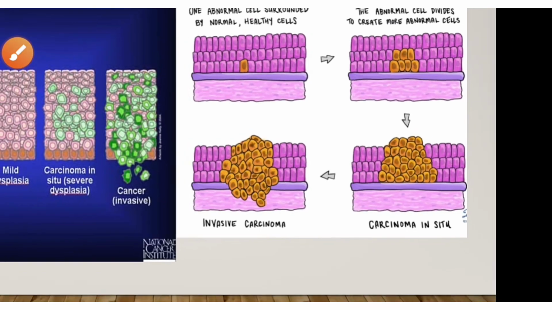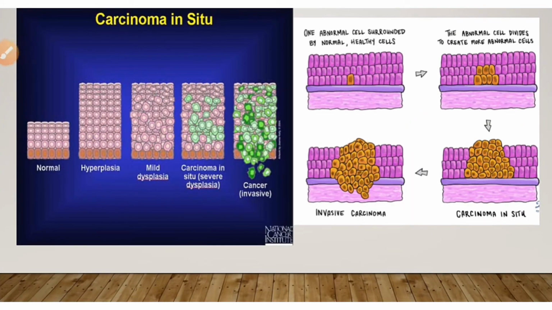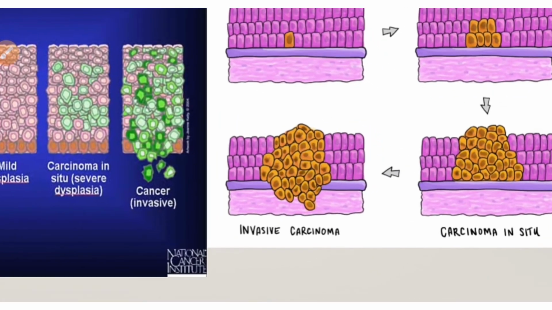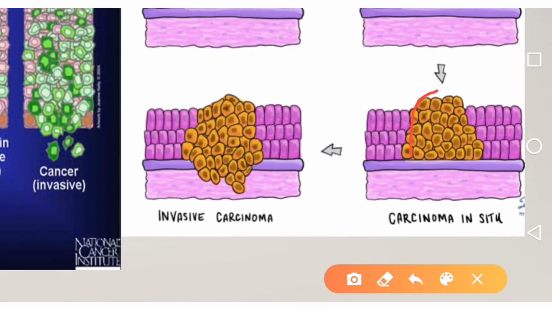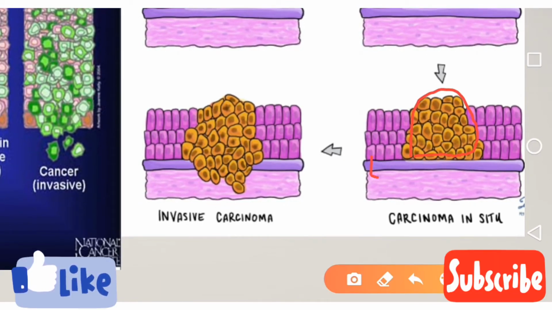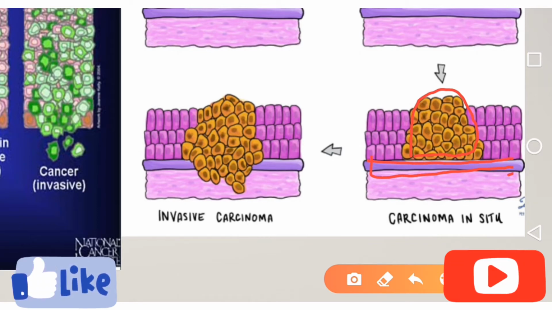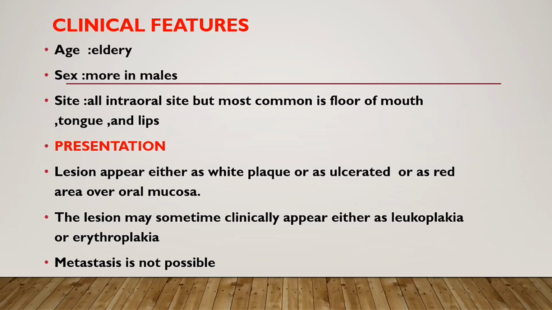This is the last stage of the epithelial dysplasia, where the whole of the epithelium gets affected. However, the basement membrane remains intact. So although the whole of the epithelium gets affected, the basement membrane does not get affected at all. That's why they cannot migrate, because this basement membrane acts as a capsule.